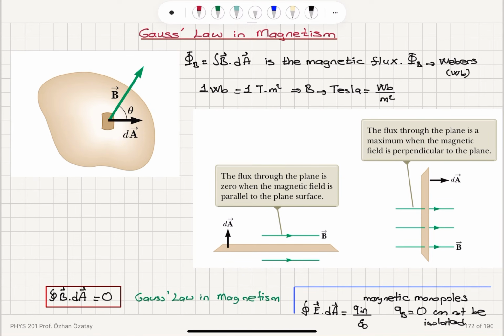The flux is maximum when the magnetic field is parallel to the area vector. It is 0 when it is perpendicular to the area vector. Closed surface integral B dot dA is 0. The total flux through a closed surface is 0 because you cannot have a source of magnetic flux due to isolated magnetic monopoles inside, unlike the electric field where we have positive or negative charges that can be isolated and create an electric field.